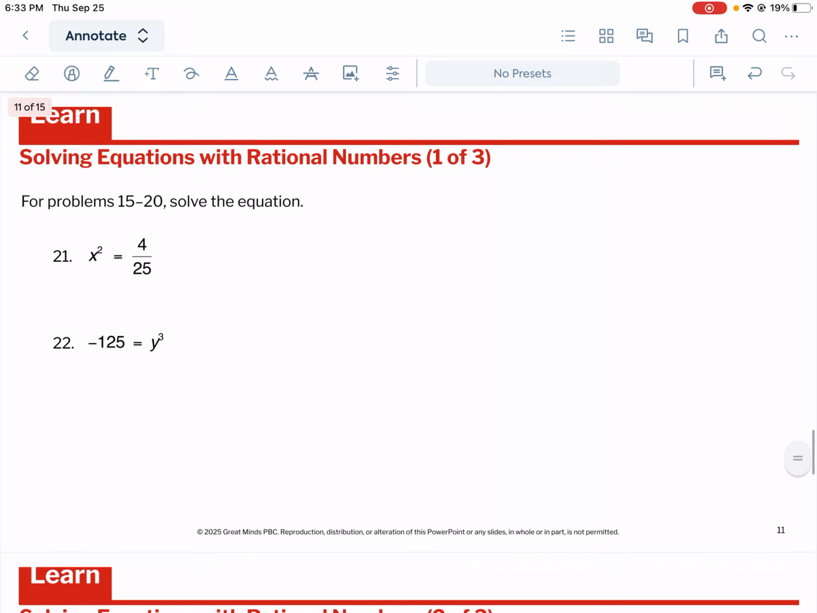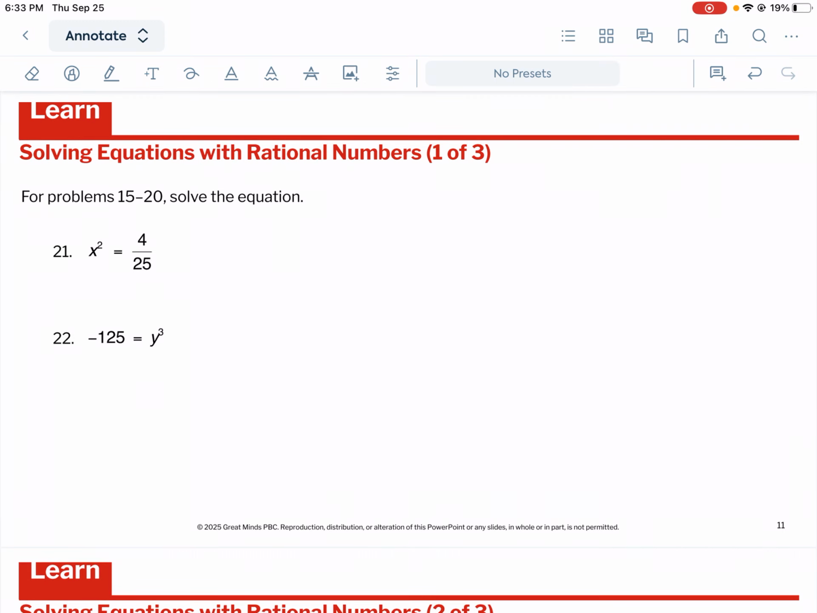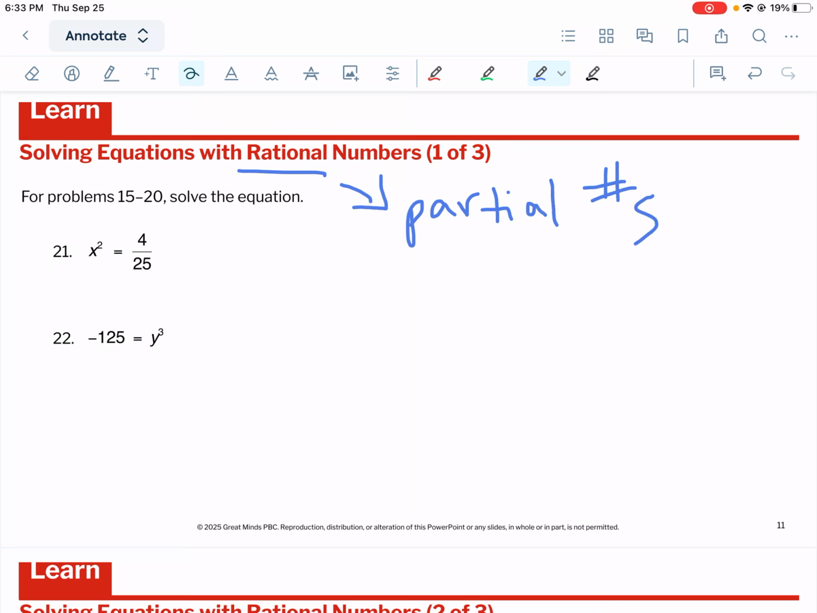For 15 through 20, we're doing the same thing, except for now we're doing it with rational numbers. All you should think of when you see something about rational numbers is partial numbers. Partial numbers meaning decimals and fractions and things. Negative numbers, so on and so forth. I'll do a couple of these. I won't do a lot.